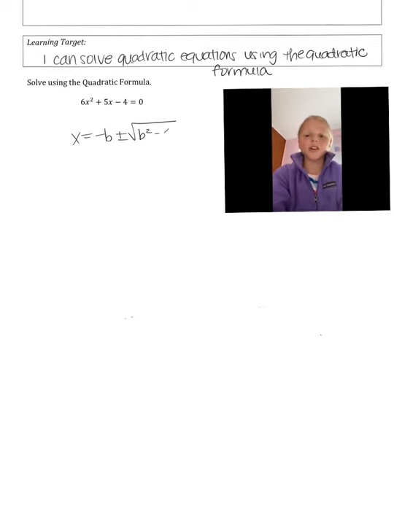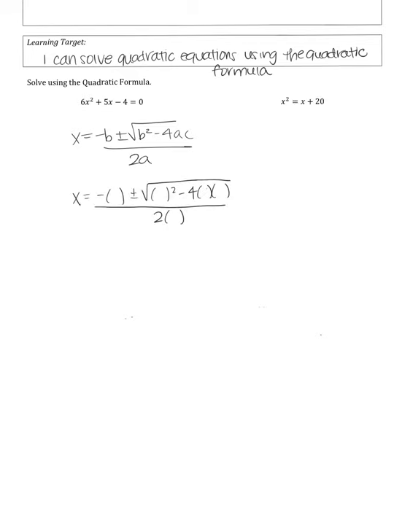X equals negative b plus or minus the square root of b squared minus 4ac all over 2a. I think it helps to start writing out the quadratic formula with parentheses for all of the a's, b's, and c's. That way you can very easily identify a equals 6, b equals 5, and c equals negative 4. The negative goes with the 4. And you can plug those numbers into the spots where they go.